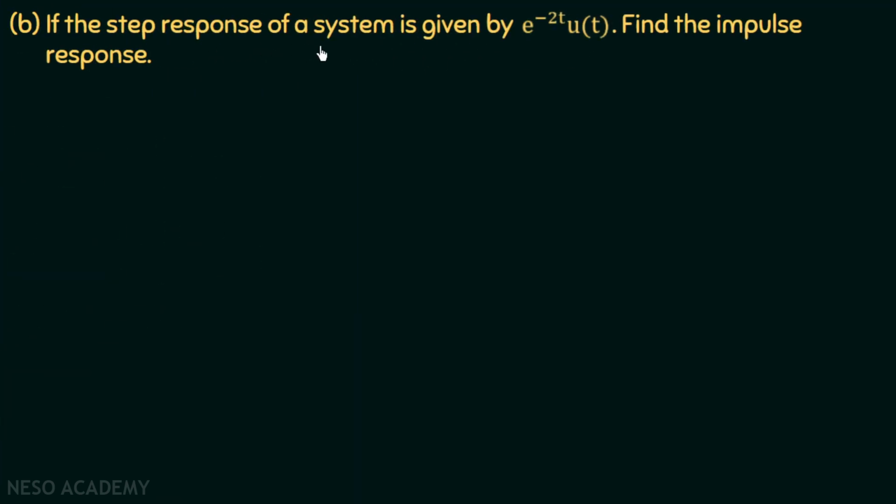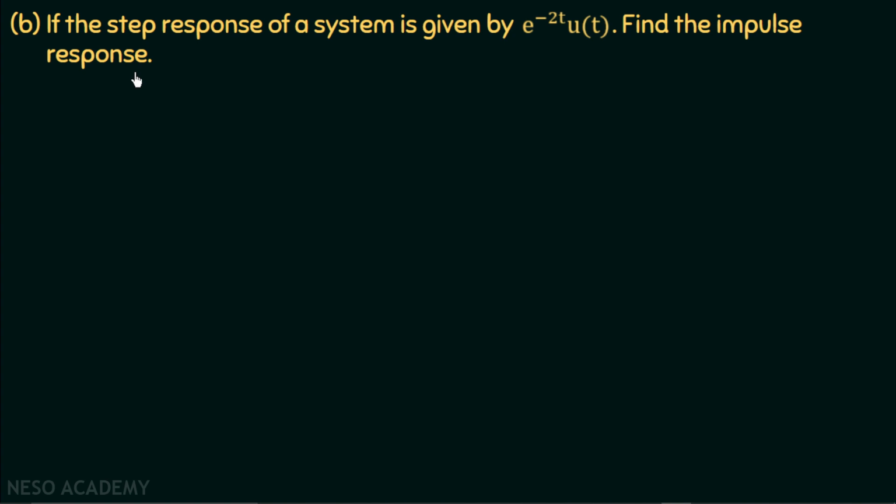If the step response of a system is given by e power minus 2t u(t), find the impulse response. In this case, the step response is e power minus 2t u(t) and we need to find out the impulse response. So now I want you all to pause this video and try this question by method number 2 on your own. And if you are able to do it, let me know in the comment section.